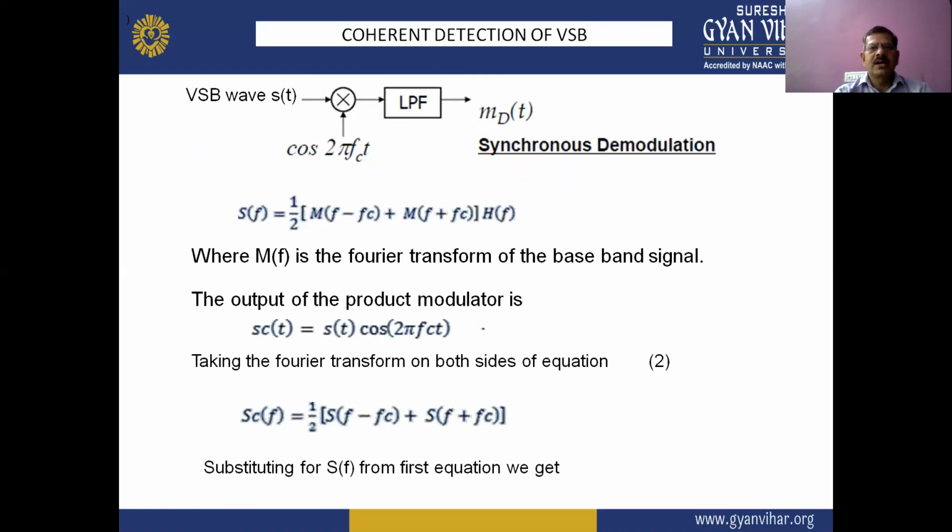Next one is the coherent detection of the BSV signals. In the synchronous demodulation technique, we use a multiplier in which the BSV wave s(t) and the carrier signal cos 2πf_c t are multiplied, and the output of this product modulator is applied to a low pass filter, and the output of the low pass filter is m_o(t). So S(f) equals 1/2 [M(f − f_c) + M(f + f_c)] H(f), where M(f) is the Fourier transform of the baseband signal.